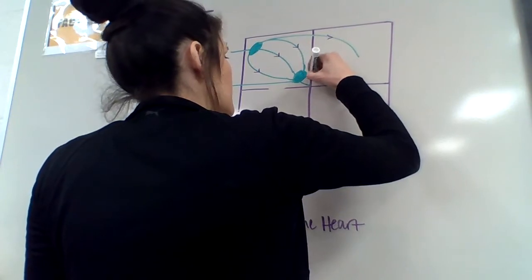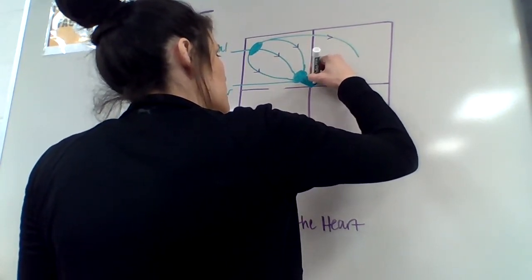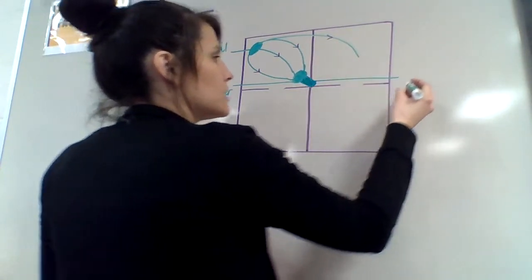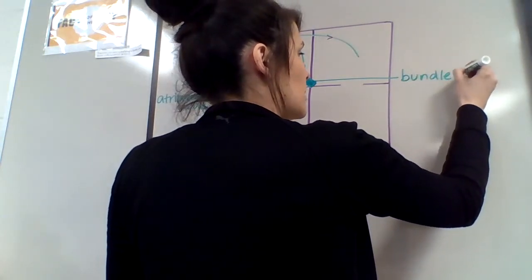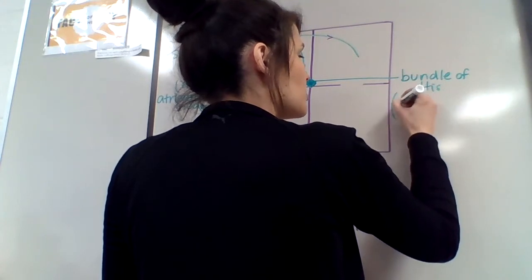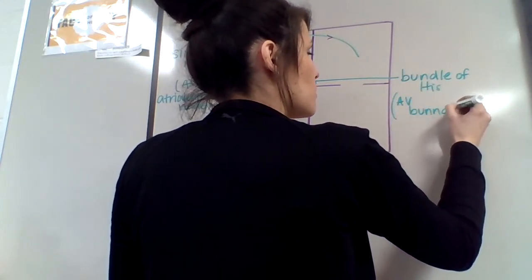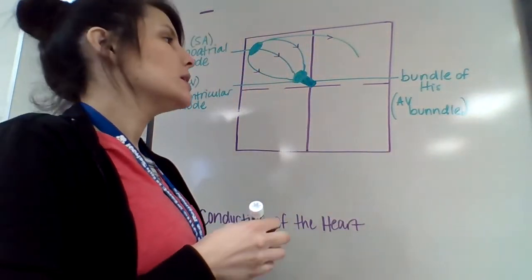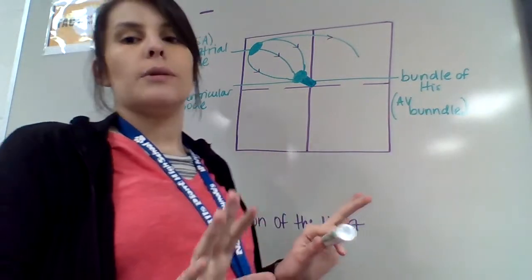You're going to have this nice little block of nerves coming out here. And this is called the bundle of His. Okay, it's also referred to as the AV bundle or the atrioventricular bundle. Just kind of depends on who you are. But bundle of His, this is the guy's last name.